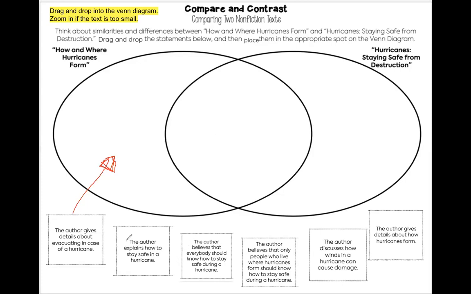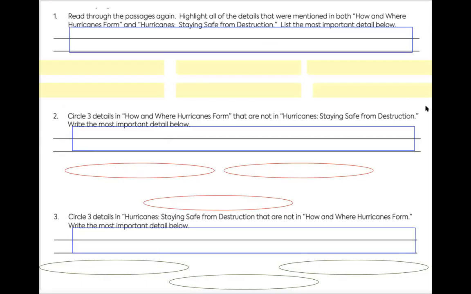So for example here, the second one, the author explains how to stay safe in a hurricane. I mean, that's a pretty big idea. How to stay safe in a hurricane. It doesn't get into details. So this one, you're kind of just comparing and contrasting big ideas. And then when we get to our next one, we're getting much smaller.